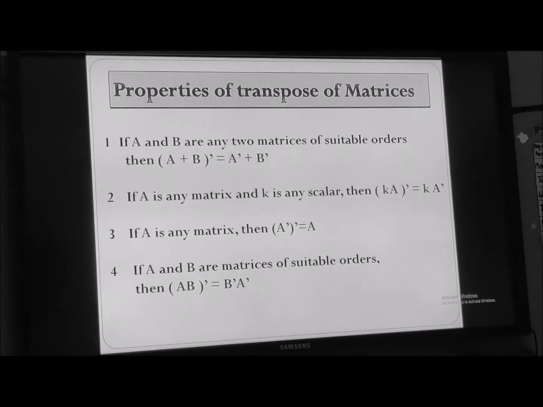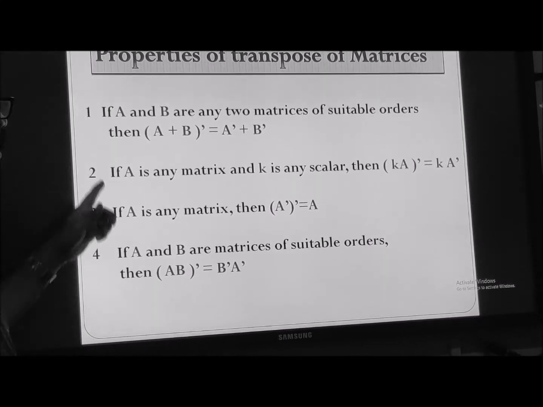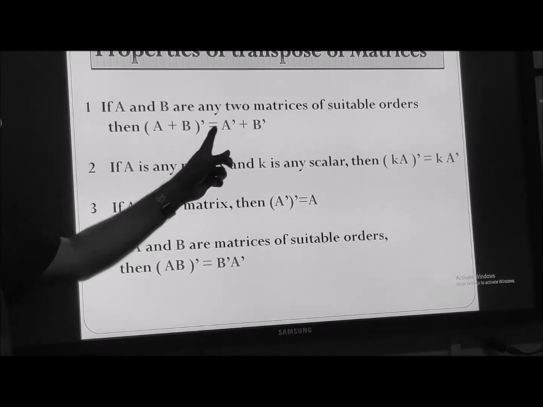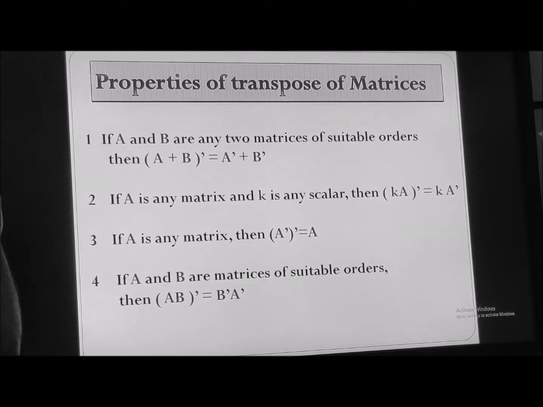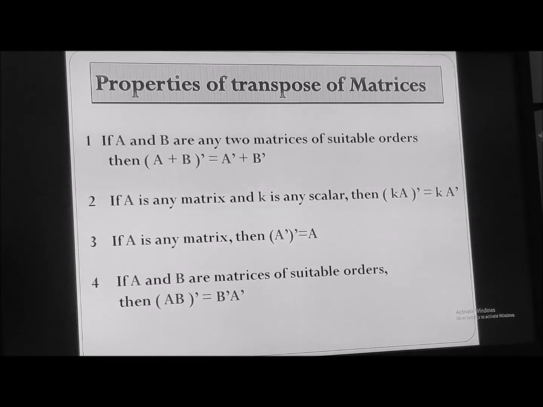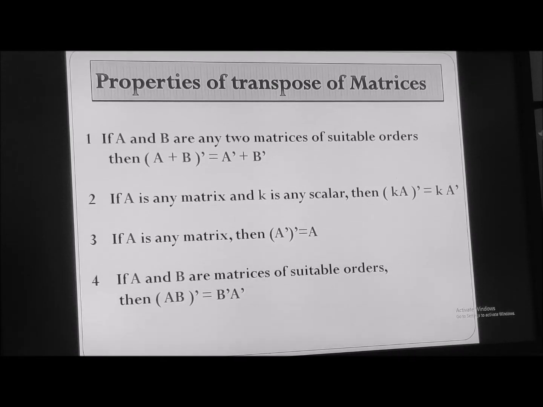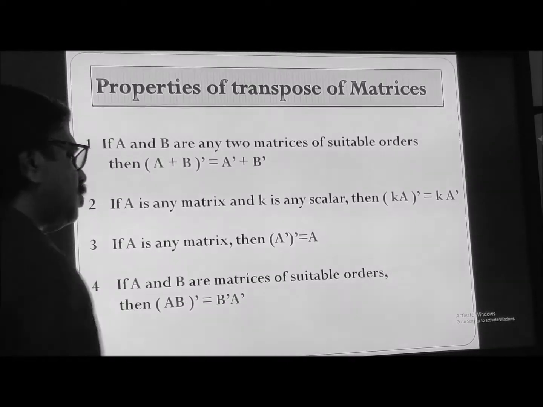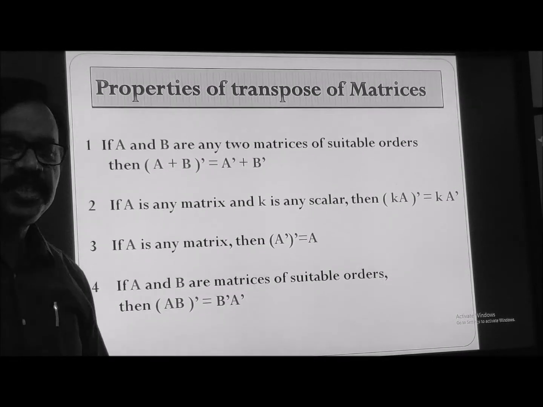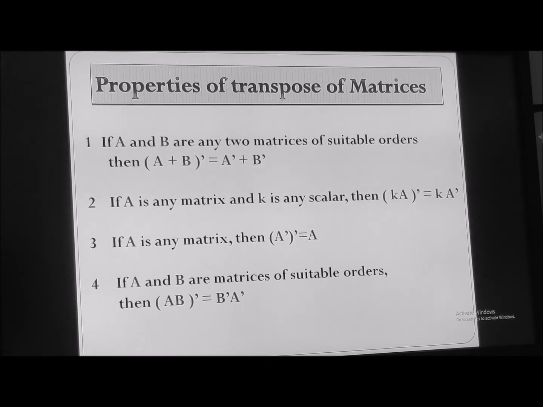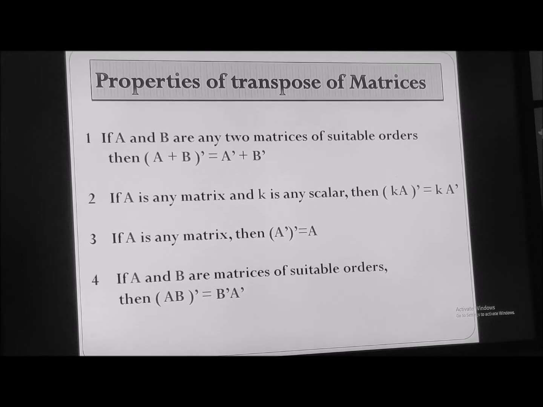You see, if A and B are any two matrices of suitable orders, then (A plus B) transpose is A transpose plus B transpose. We have seen one example. Another, if A is any matrix and K is any scalar, then (K A) transpose is the same as first you take the transpose, then multiply by K: K times A transpose. Then the third one is, if A is any matrix, then (A transpose) transpose is A itself. And the fourth one, you can verify with many examples.